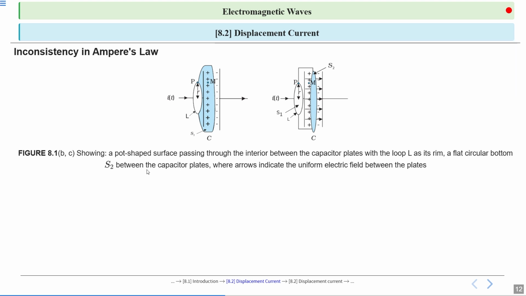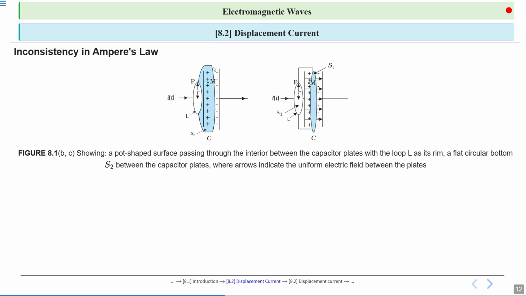Got it? Now B and C show a pot shaped surface passing through the interior between the capacitor plates, with loop L as its rim. So this is the rim of the pot, or we can say the opening of the pot. This is like a tiffin box. Both these diagrams are representing the same thing. A flat circular bottom. So this is the flat circular bottom, S2. In this case also, this is the circular flat bottom.